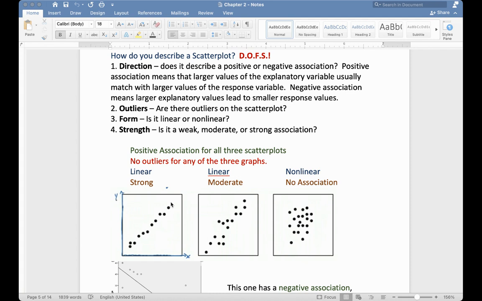But tell me, what is the form? What does it look like? And then basically, is it weak or strong or just kind of in between? A strong link looks like a straight line. The moderate looks mostly straight-ish. All the dots are pretty close. And then if they're all scattered willy-nilly, there's really not much association there at all.